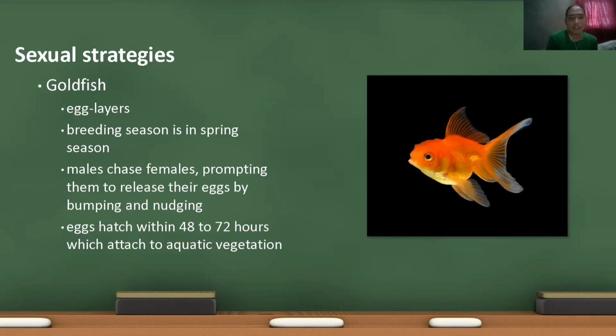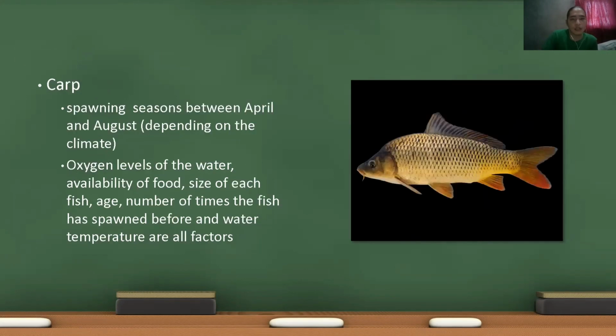Sexual strategies. Here are some species that show their sexual strategies. Goldfish are egg layers. Breeding season is in spring. Males chase females, prompting them to release their eggs by bumping and nodding. Bumping is to move and nodding is to push or touch. Eggs hatch within 48 to 72 hours, and attach to aquatic vegetation.